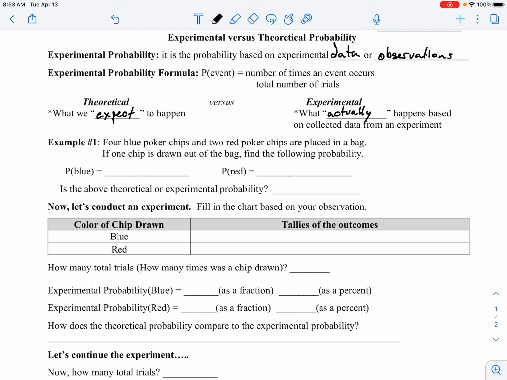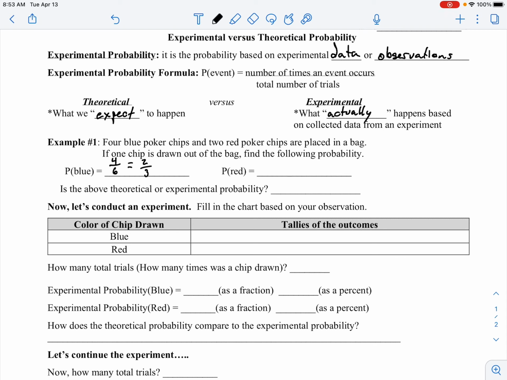So, our first example here, we have 4 blue poker chips and 2 red poker chips placed in a bag, which I happen to have here. So, if one chip is drawn out of the bag, what is the probability of drawing a blue chip? Well, there's 4 blues and 2 reds, so how many do we have altogether? Well, we've got 6 in that bag. And how many of them are blue? Well, we've got 4 blue chips. So that's going to give us a probability of 2/3.